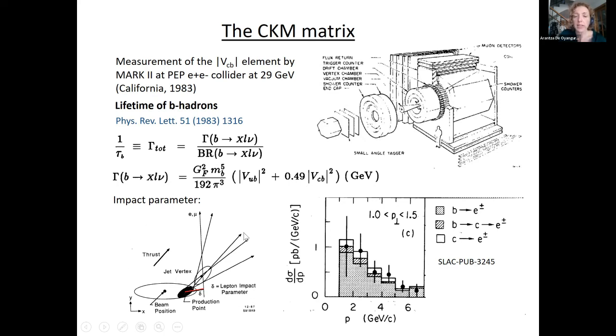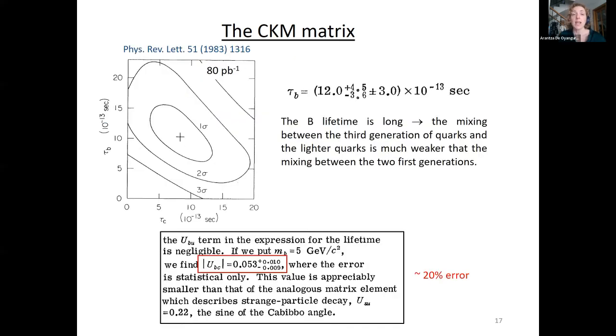Okay. The most important thing in this kind of measurement is that you have to separate where you have a B or a charm produced. This was based on the impact parameter, because the B hadron was flying more, as it was decaying later, so you were able to separate between B and charm quarks, with very few events. And this is what was measured: the B lifetime was long.